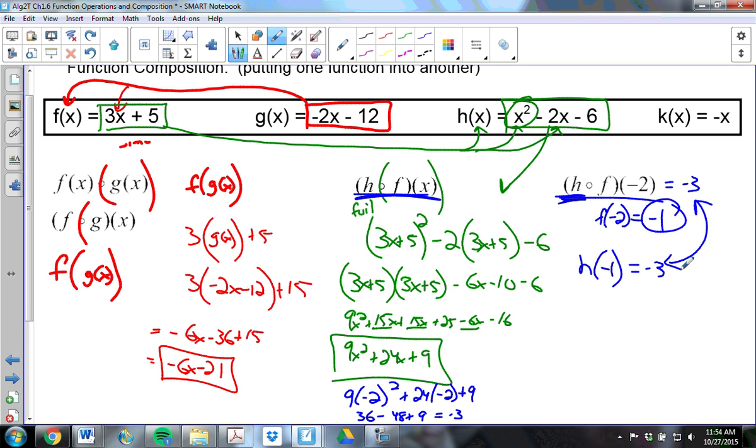So function composition is taking one function and plugging it into another one. One whole function replaces another one, and then you go from there.